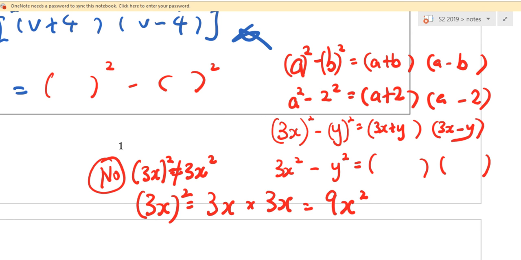Alright, so now you know cannot. So here there is no solution. You can't factorize because this 3x squared cannot be put in the bracket. So no solution. Now go back to this question.